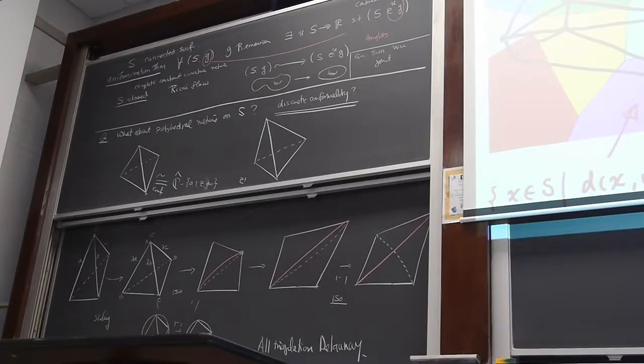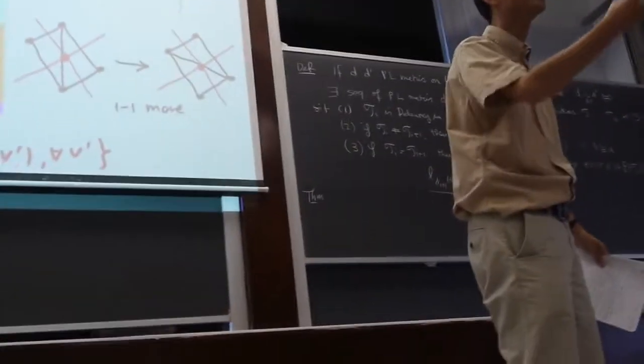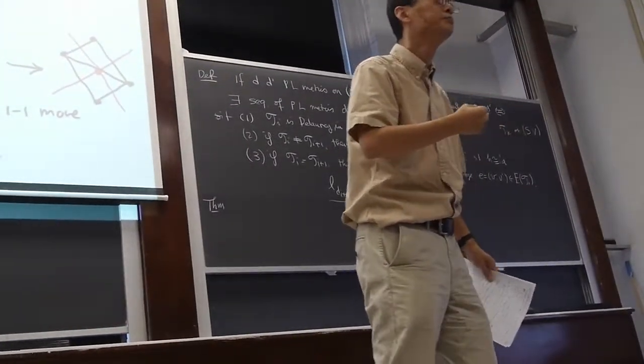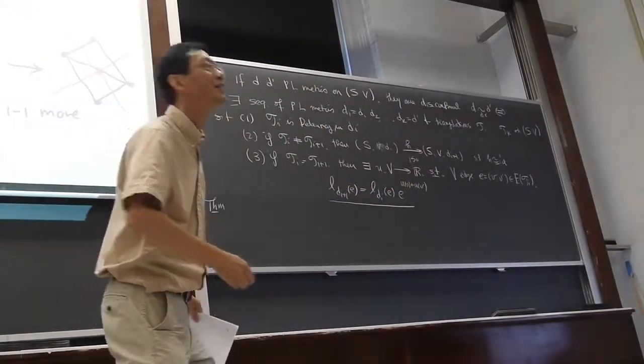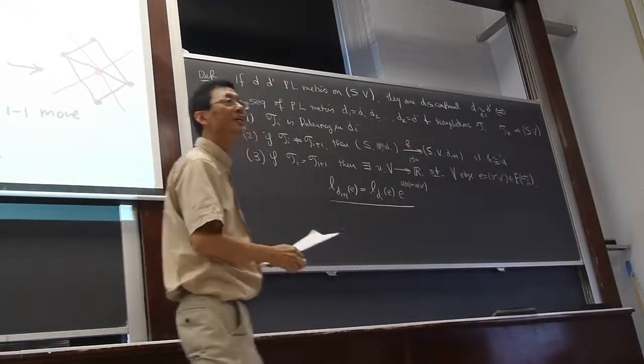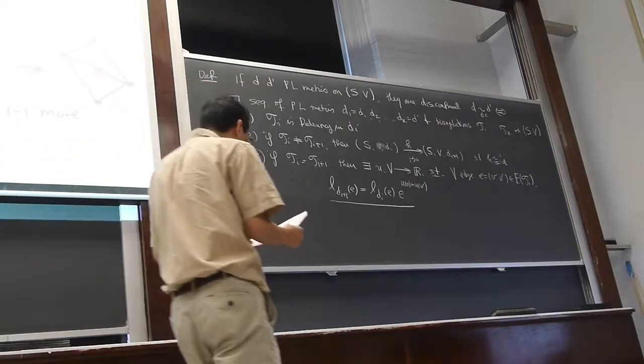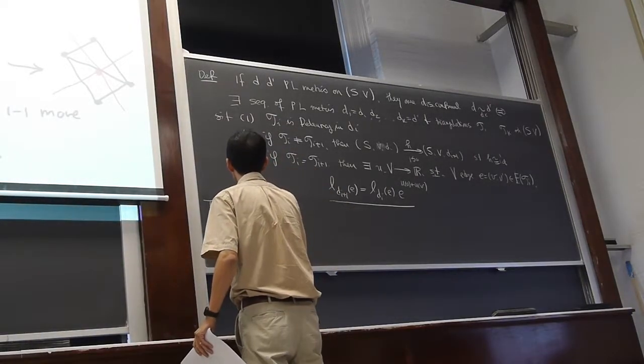The edges are always geodesic. Pardon? The edges are always geodesic. And yeah, it's really the length of the shortest path that's in the homotopy class. Yes, it's really that type of theorem. So this is our theorem.